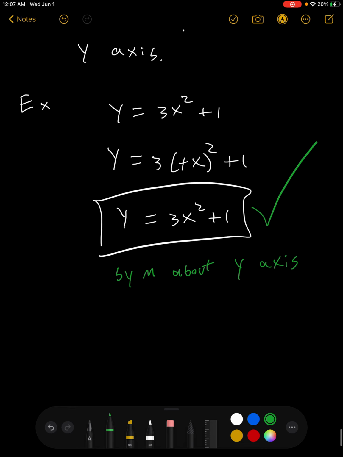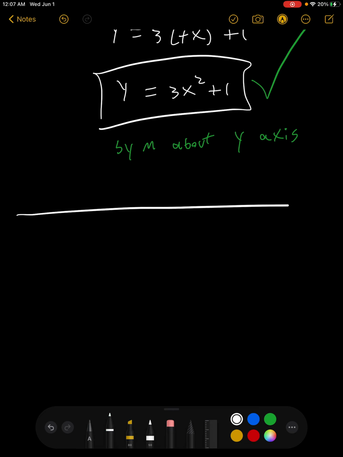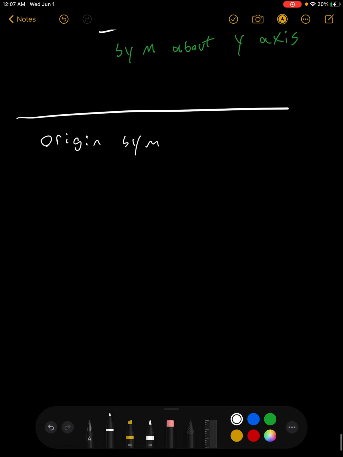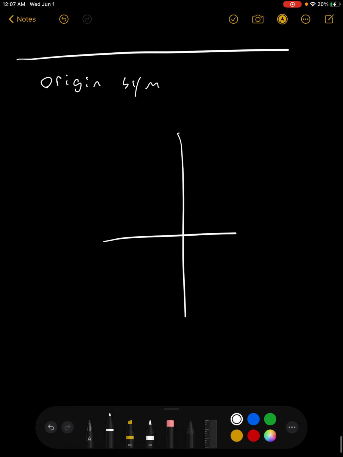Okay, the last type of symmetry we wanted to talk about was origin. If we draw a picture here to help us come up with a test, let's look at a function like this. So if we pick a point on the graph, a point (a, b), for this to be symmetric, we would also need a point to be here, and this point would have to be given by (minus a, minus b).